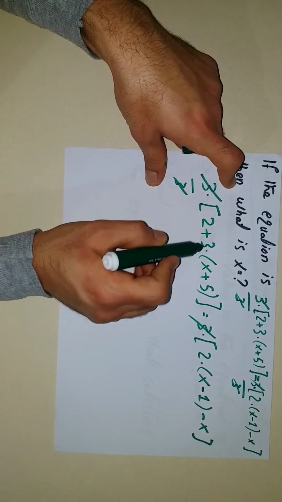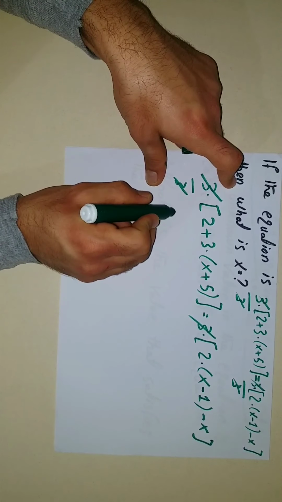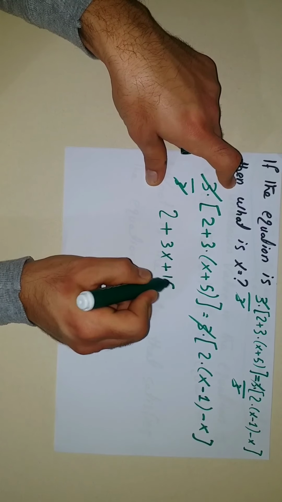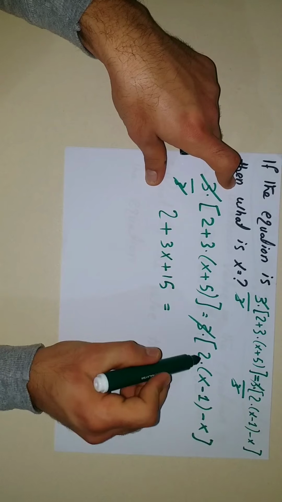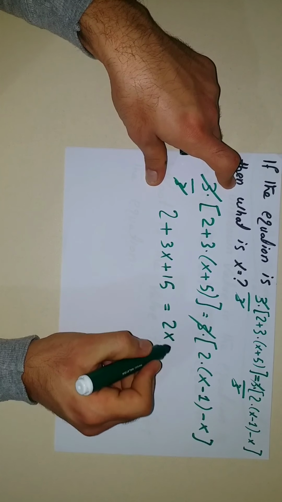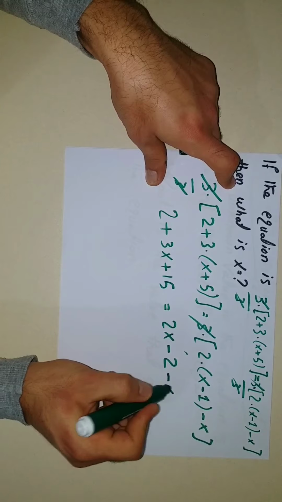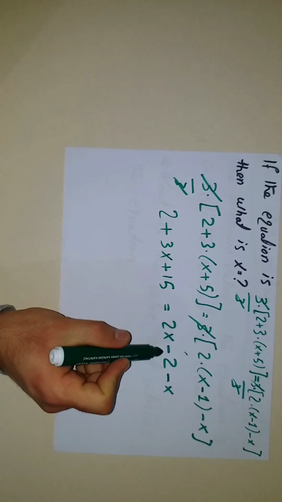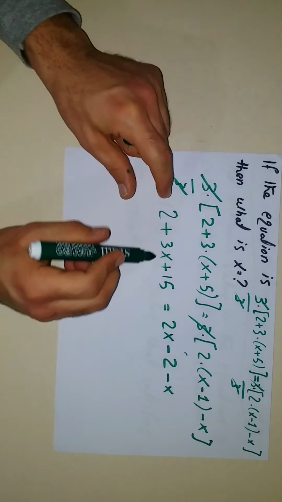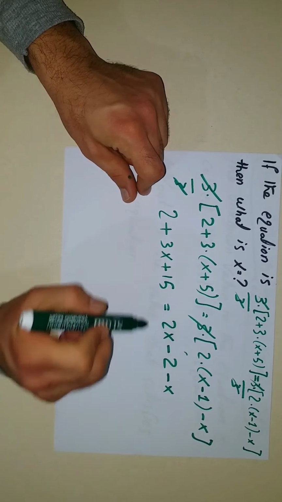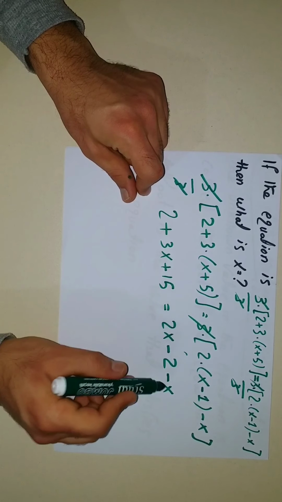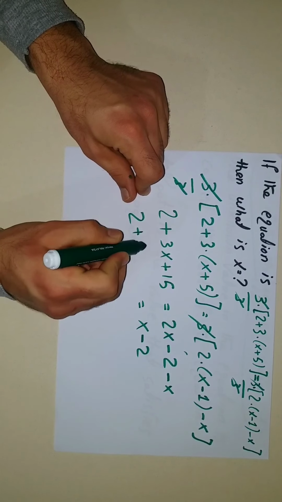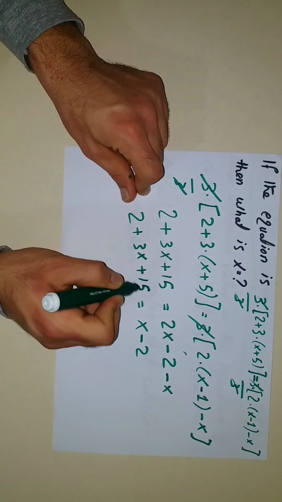Now 2 plus 3, I will multiply by this 3 on the inside of the equation. 2 plus 3x, 3 multiplied by 5 is equal to 15, is equal to 2 multiplied by x is 2x minus 2 minus x. 2 plus 3x plus 15, 2x minus 2 minus x. So it is minus x and it is 2x. 2x minus x will give you x minus 2 plus 3x plus 15.